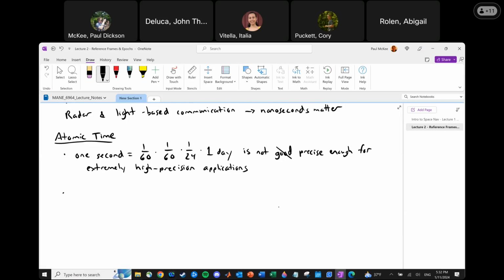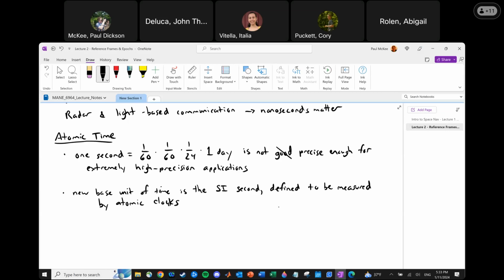So what we said is the new base unit of time is the SI second, which is defined so that it can be easily measured by atomic clocks. That's okay? Yes, okay, cool.